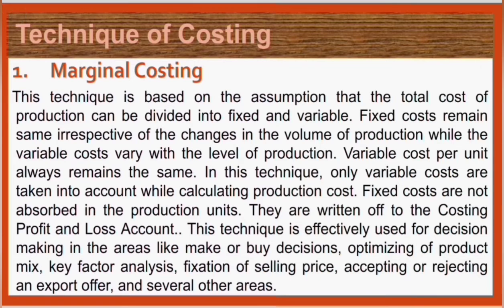Fixed costs remain the same irrespective of the changes in the volume of production, while the variable costs vary with the level of production. Variable cost per unit always remains the same. In this technique, only variable costs are taken into account while calculating production cost. Fixed costs are not absorbed in the production unit. They are written off to the costing profit and loss account.